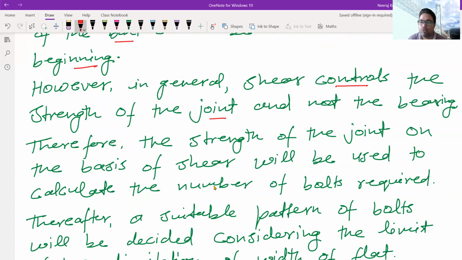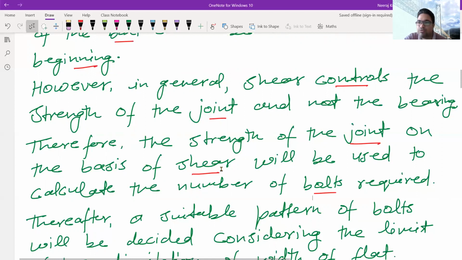As I said, in most cases of a lap joint, it is the shear which governs the design, because shearing strength is the least compared to the tearing strength and bearing strength. Therefore, the strength of the joint on the basis of shear will be used to calculate the number of bolts. We are not able to calculate the bearing strength and the tearing strength of the plate here, so we will calculate the shearing strength and consider it the strength of the joint. Based on that, we will calculate the pitch, edge distance and number of bolts.